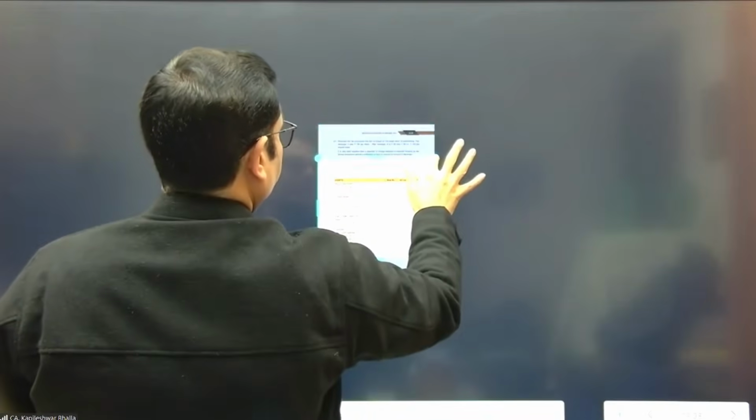Okay, let's come to illustration number 38 now. This is on the concept of reverse acquisition. I'm looking at question number 38.